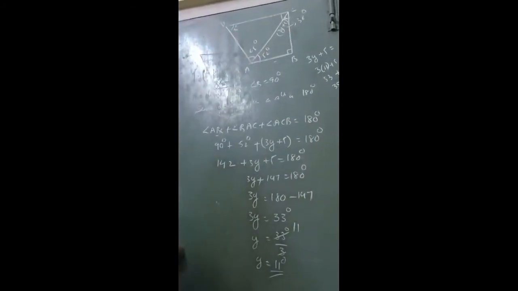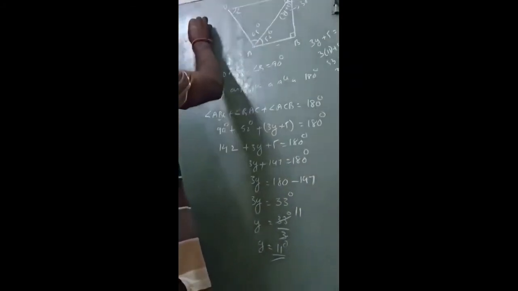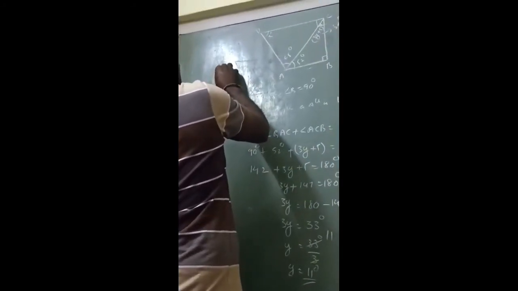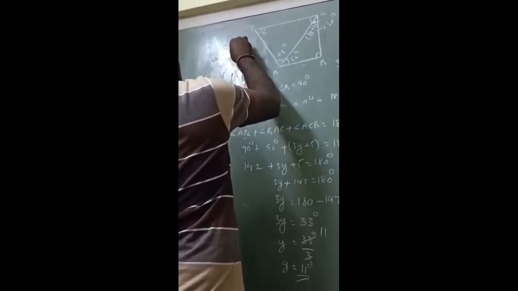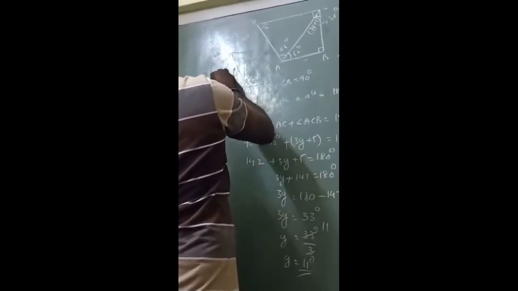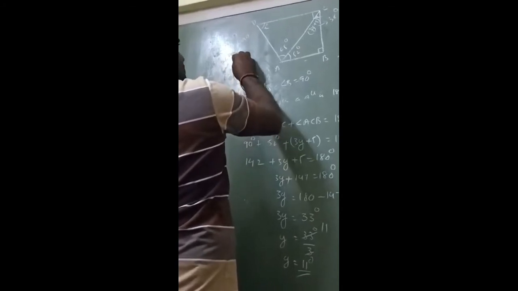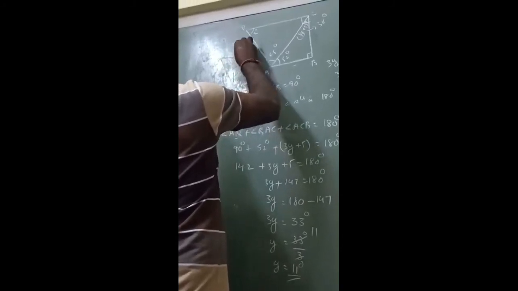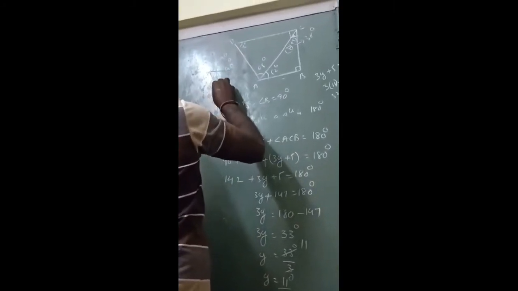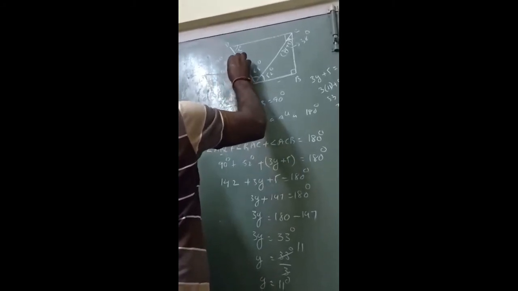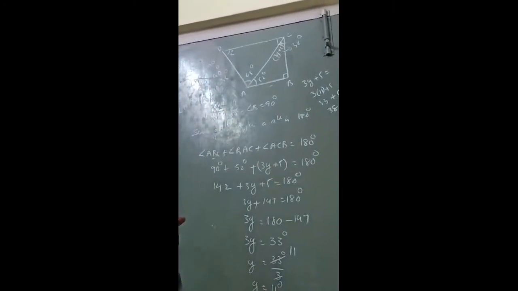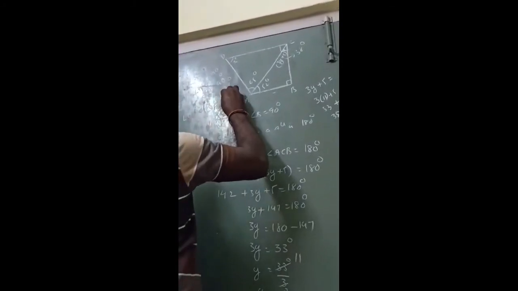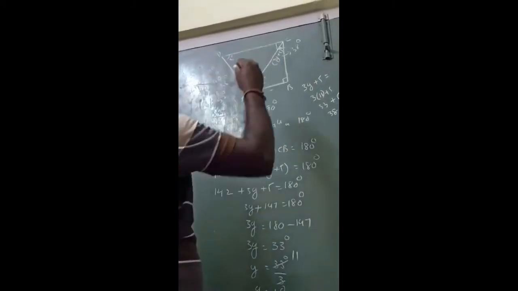This total angle is equal to 90. Here angle C is equal to 90 degrees, so angle ACD plus angle ACB is equal to 90. Angle ACB is 38 degrees, so angle ACD plus 38 degrees is equal to 90. So angle ACD is equal to 90 minus 38 degrees, which is 52 degrees. This angle is equal to 52 degrees.